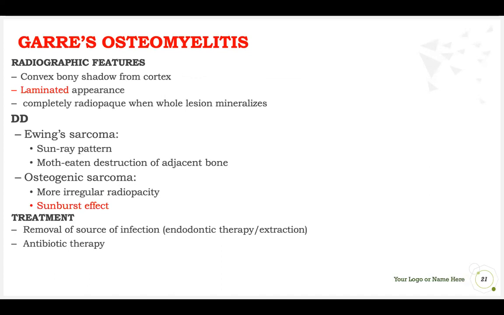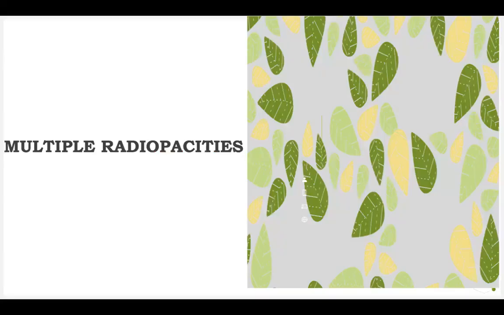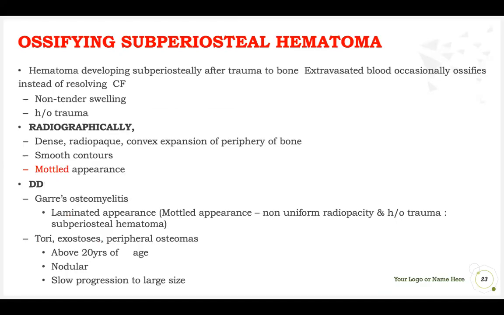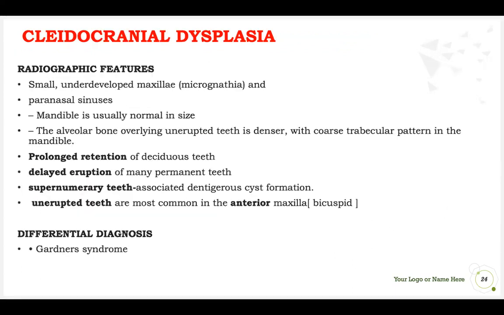Radiographically, it is seen as a laminated appearance. There will be a convex, bony shadow from the cortex. Differential diagnosis, we need to differentiate it from Ewing's sarcoma, osteogenic sarcoma. Next is multiple radiopacities, that is ossifying subperiosteal hematoma. Hematomas develop subperiosteally, usually after trauma to the bone. Radiographically, it will be seen as a dense, radio-opaque, convex expansion of the periphery of the bone. Mottled appearance is another radiographic appearance. We need to differentiate this from Garre's osteomyelitis and tori, exostosis, or peripheral osteoma.